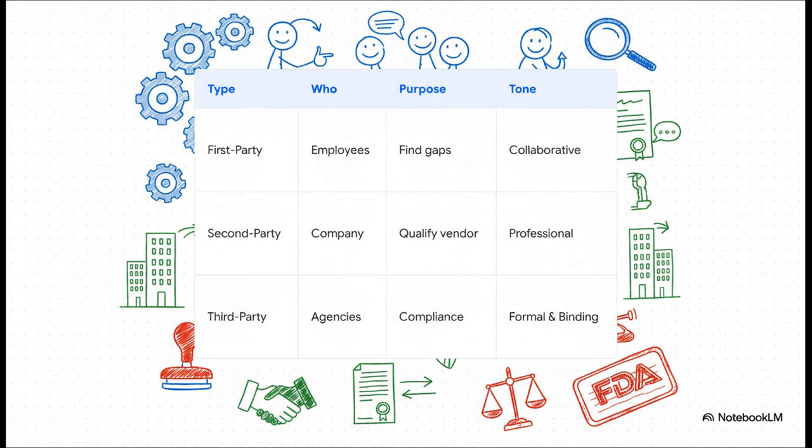A second-party audit is when you audit one of your suppliers to make sure they're meeting your standards. It's professional. It's contractual. And then you have the third-party audit. This is the big one, when an outside agency like the FDA shows up for licensing and legal compliance. The tone here, very formal and absolutely binding.